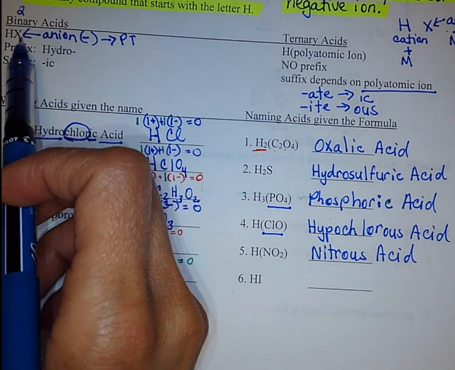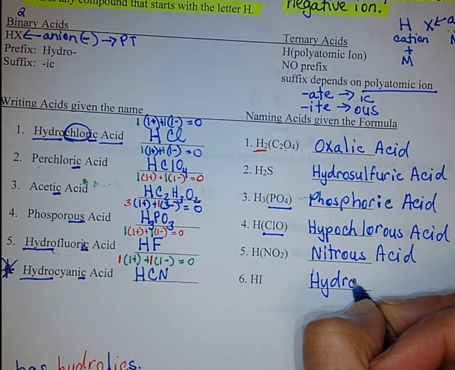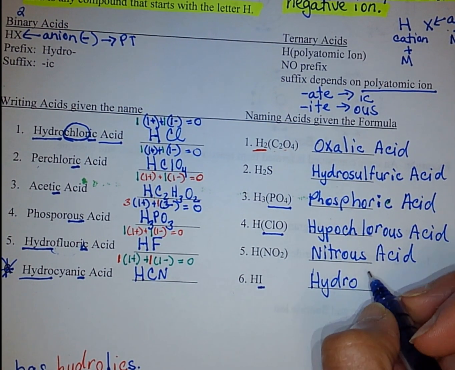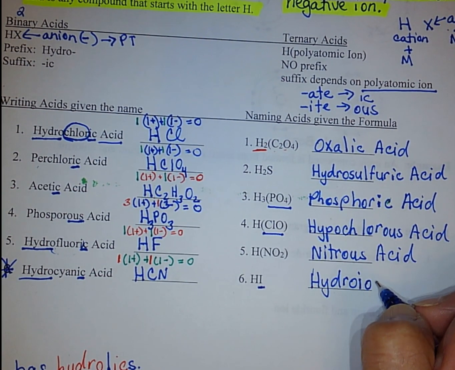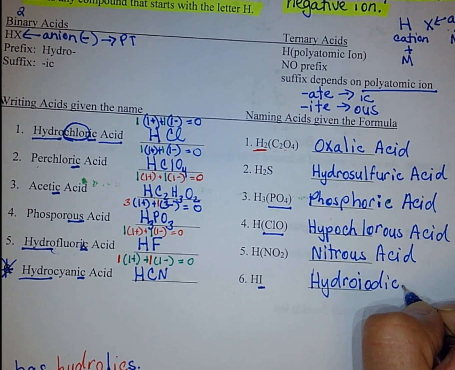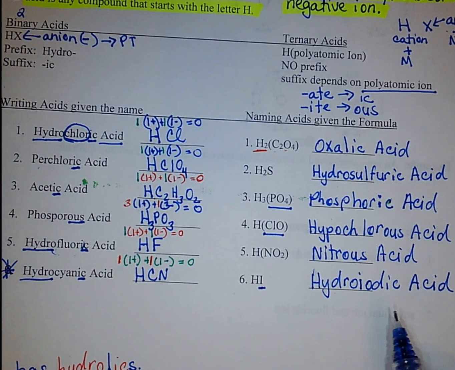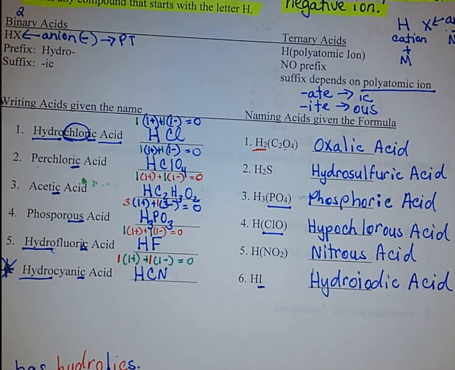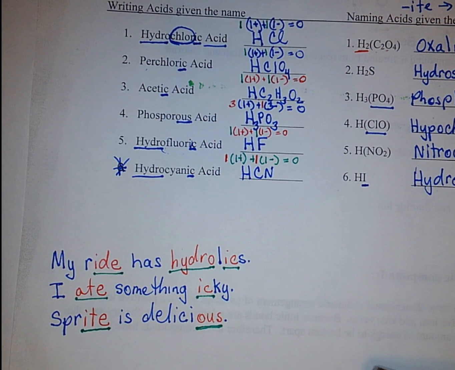And then finally, last but not least, we've got our HI, which is clearly just two elements. So it's a binary acid. And so we're going to put the word hydro in front, and then you're going to write the name of the anion. In this case, it is iodide. So this would be hydroiodic acid. Okay. And notice that I put an IC ending. So this is a good review, just to help you understand and remember the endings.